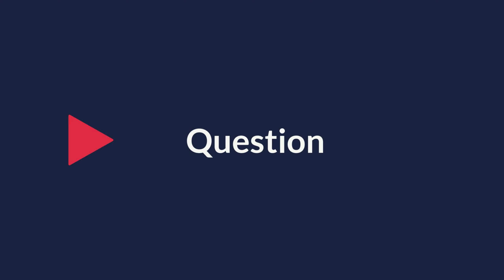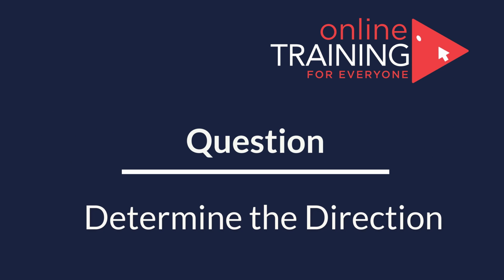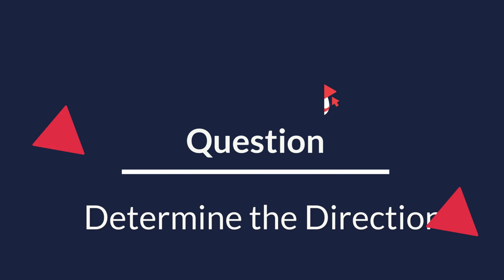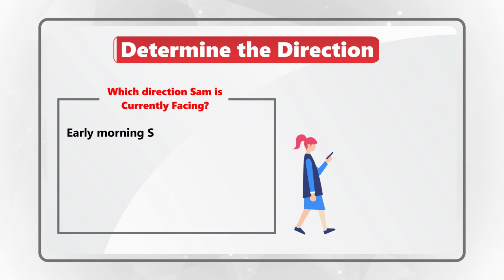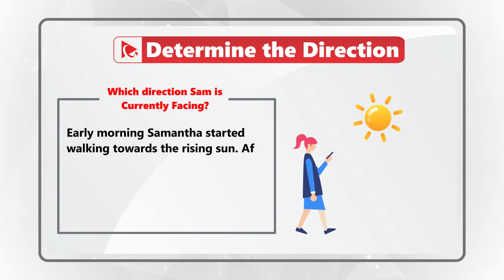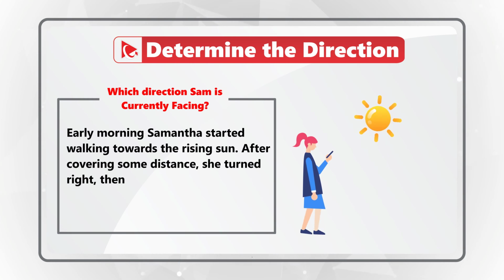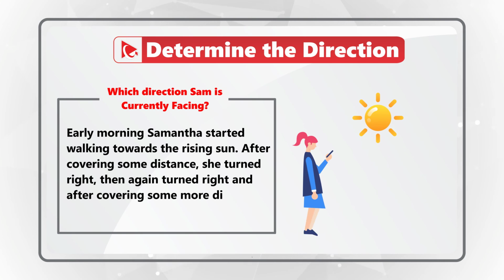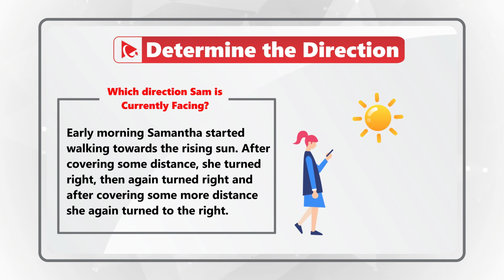Here's an exceptional question to help determine how well you can navigate and determine direction. Early morning, Samantha started walking toward the rising sun. After covering some distance, she turned right, then again to the right, and after covering more distance, she again turned to the right. Which direction is Sam facing right now?